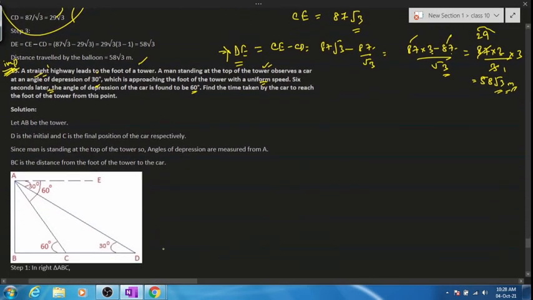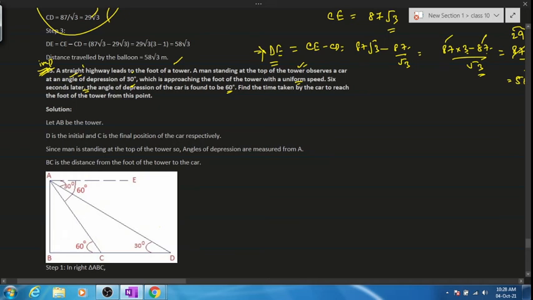Let's look at the diagram. AB happens to be the tower out here. First the car is at this point, with an angle of depression of 30 degrees given, and then after 6 seconds, this distance is covered. So after 6 seconds it has reached point C, where the angle of depression has changed to 60 degrees. Is it clear?